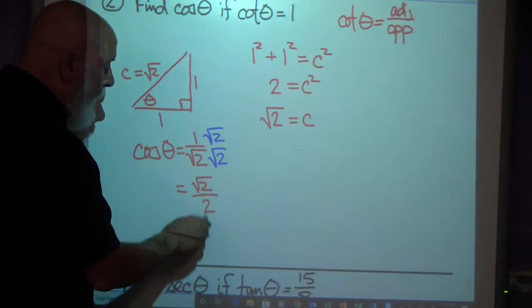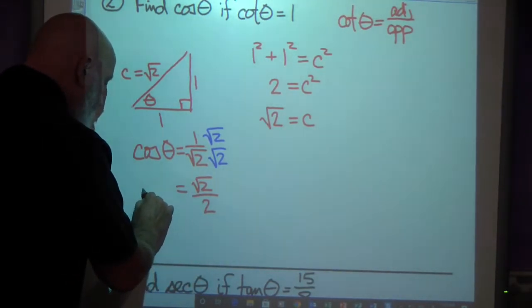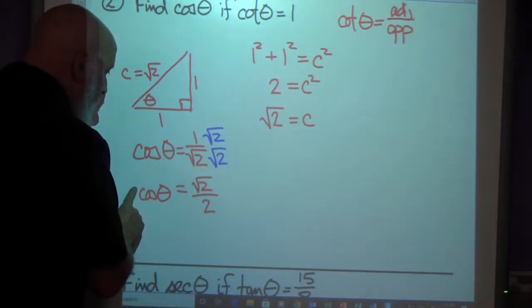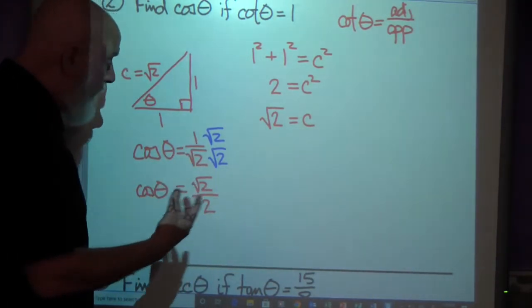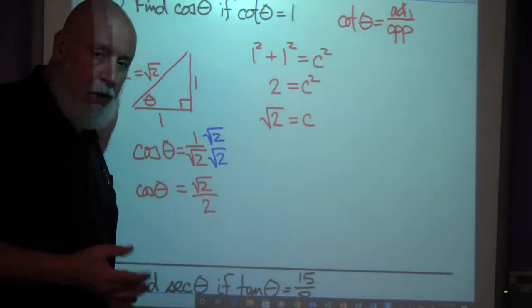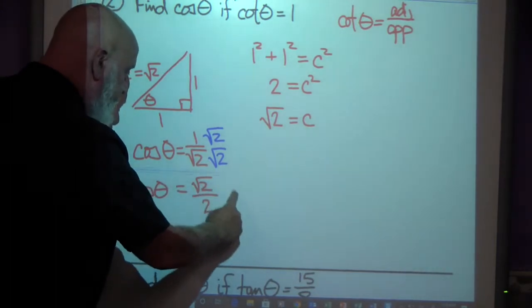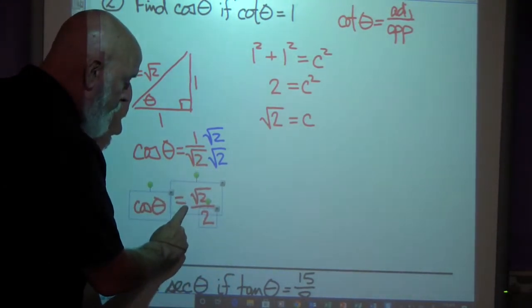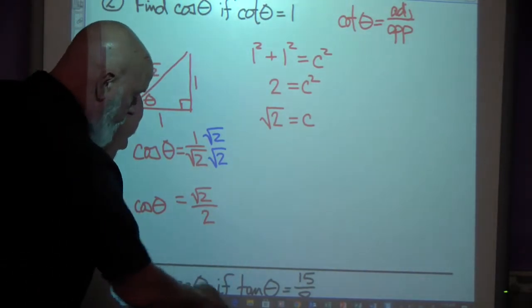So we no longer have an irrational denominator. We don't want that. And here's the cosine of theta, providing I haven't made any mistakes. I don't think I have. 1 over radical 2 is also the cosine of theta, but this is written so that the denominator is rational. We want to rationalize our denominators. Okay? And your calculator would do that. Most calculators these days will rationalize your denominator for you.